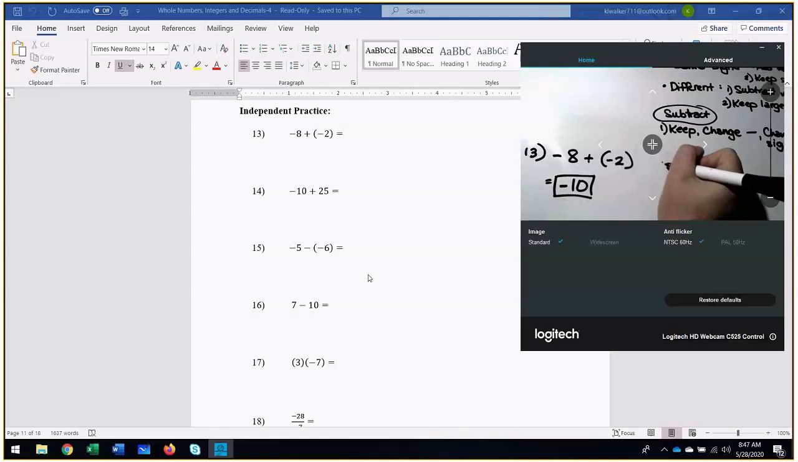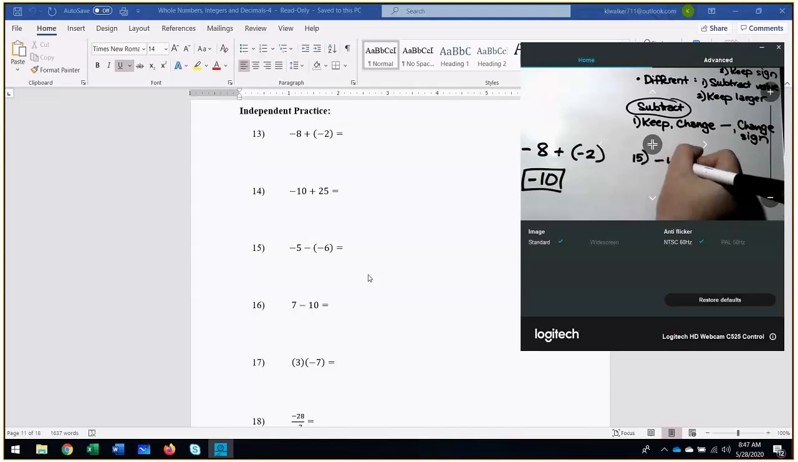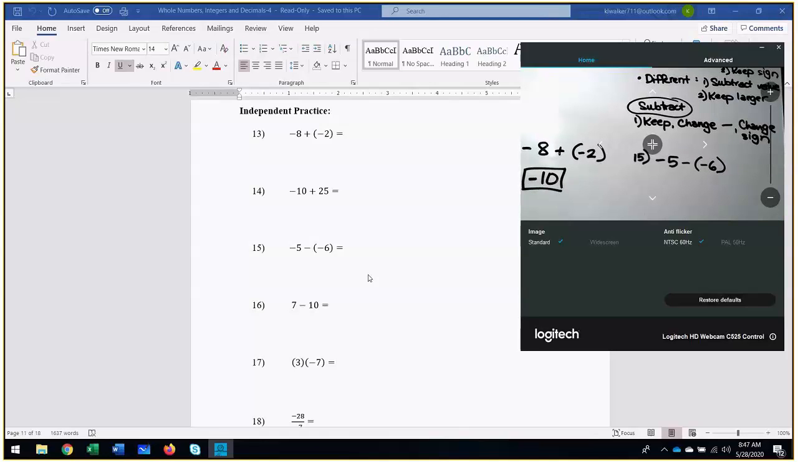All right, let me pull out and do 15 now. 15 says -5 minus -6. So now you do start with subtraction. This is when you change.